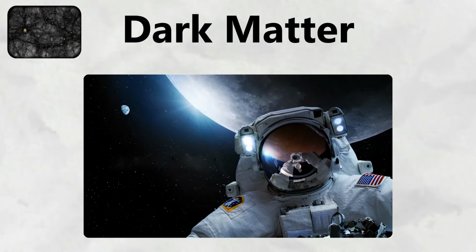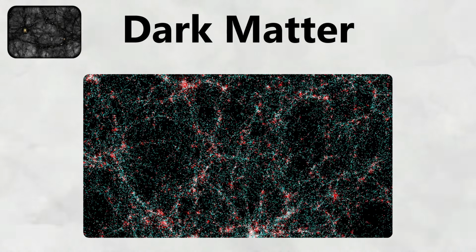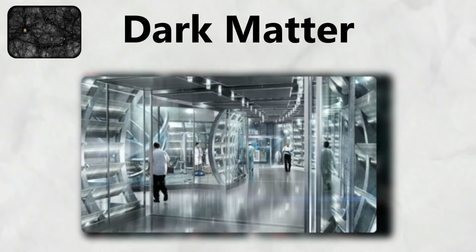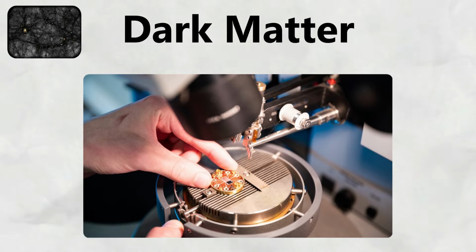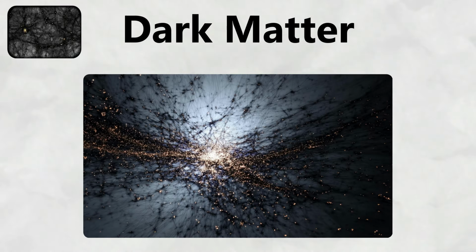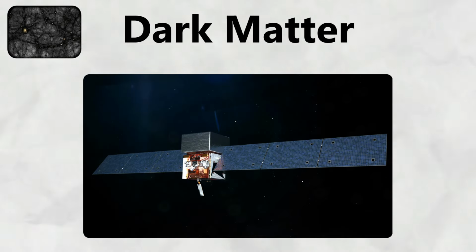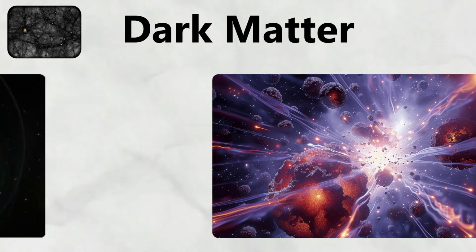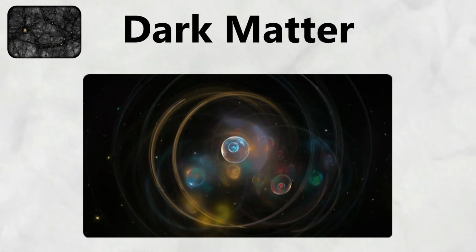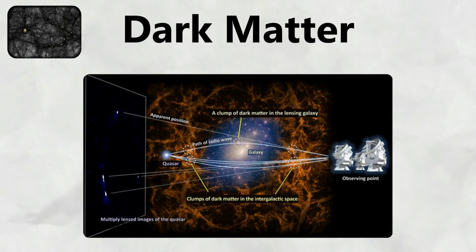Despite decades of searching, scientists have not directly detected dark matter particles. Underground laboratories around the world use ultra-sensitive detectors cooled to near absolute zero, waiting for the rare collision between a dark matter particle and detector material. Space-based telescopes search for high-energy gamma rays that might be produced when dark matter particles annihilate each other. Particle accelerators attempt to create dark matter particles in high-energy collisions, but none of these methods have yet succeeded in confirming the nature of dark matter.